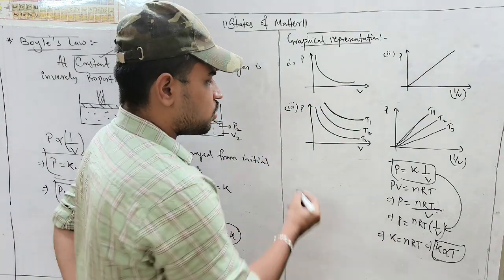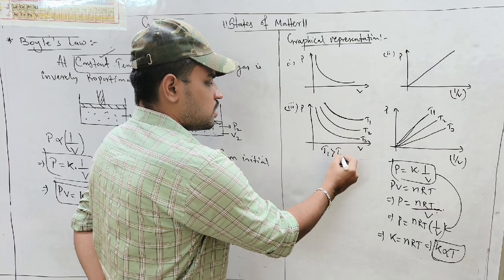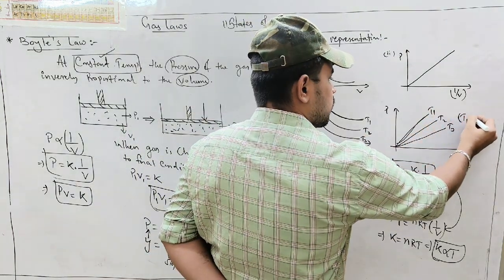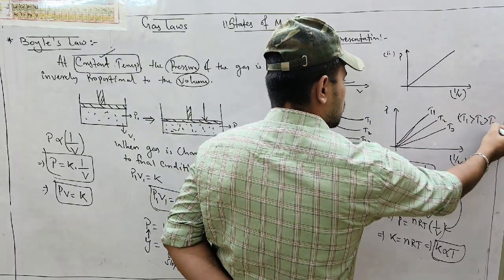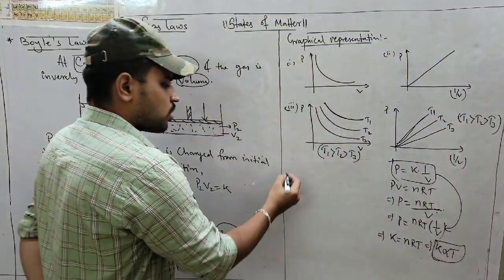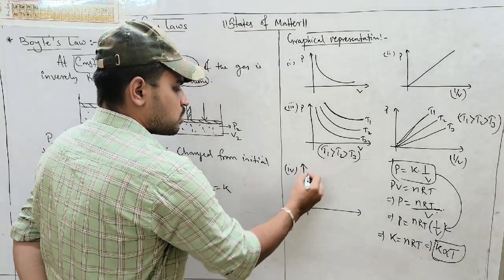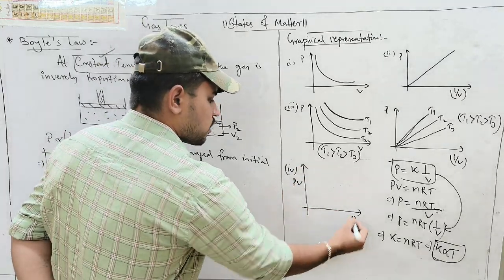From this we have understood that T1 greater than T2 greater than T3 in this case as well. In this case also, T1 greater than T2 greater than T3. Similarly, we can draw one more graph. So what is that graph? That graph is the PV graph, PV and pressure.